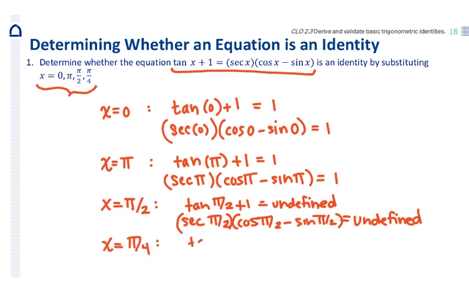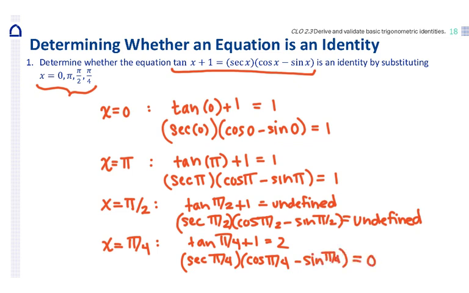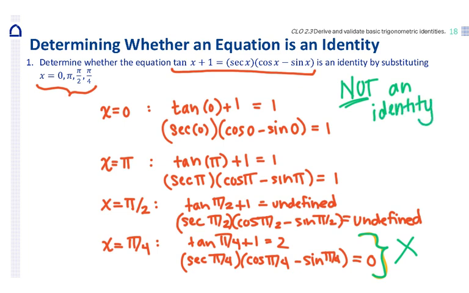We plug in pi over 4, we get tan pi over 4 plus 1, and we get the value 2. On the right-hand side, if we plug in secant pi over 4 times cosine pi over 4 minus sine pi over 4, we actually get a different value. We get 0. So this right here is the problem. We found an example where the left-hand side does not match the right-hand side, so we say not an identity. If you can just find one example of an input value where this equation does not hold, then it's not an identity.